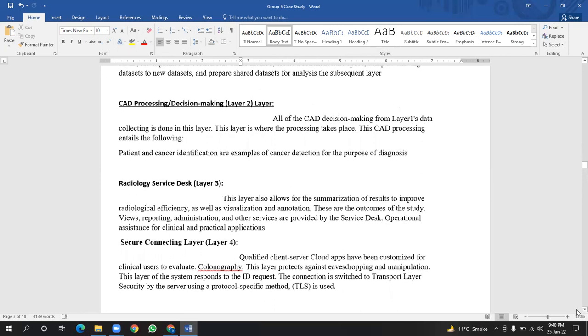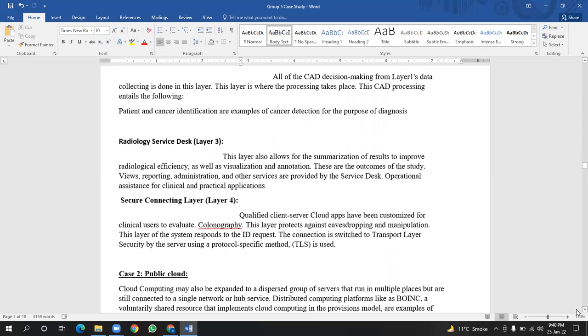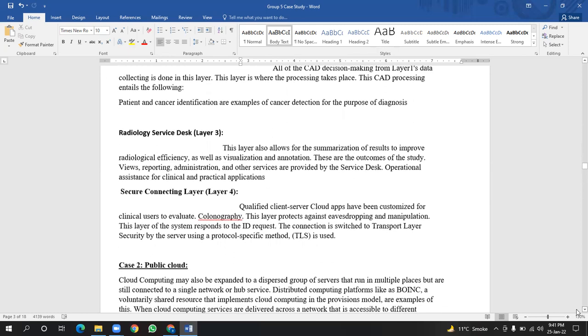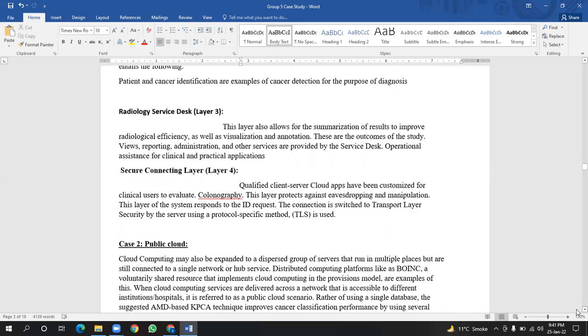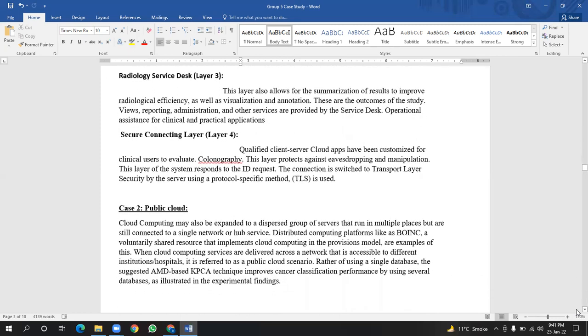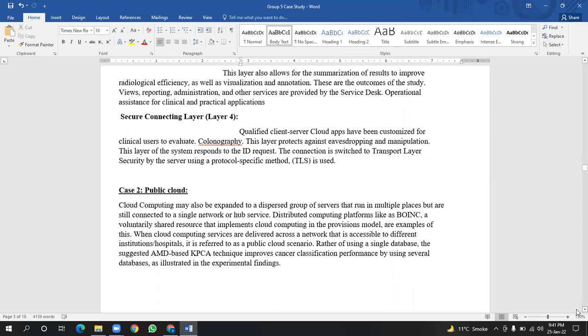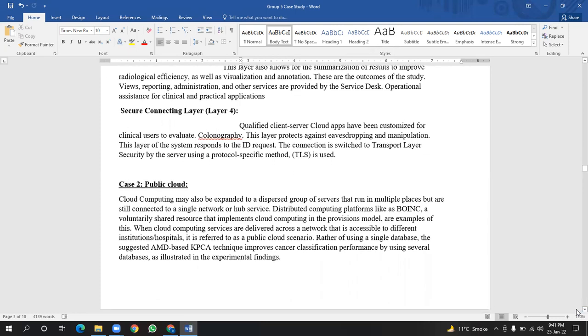This CAD processing entails the following: patient and cancer identification, which are examples of cancer detection for the purpose of diagnosis, and the radiology service desk and the secure connecting layer. The radiology service layer allows the summarization of the result to improve radiological efficiency as well as visualization and annotation. The fourth layer is the secure connecting layer. Qualified client-server cloud apps have been customized for clinical use.